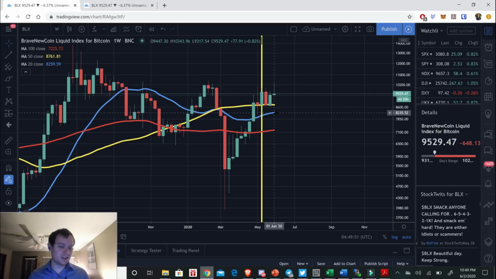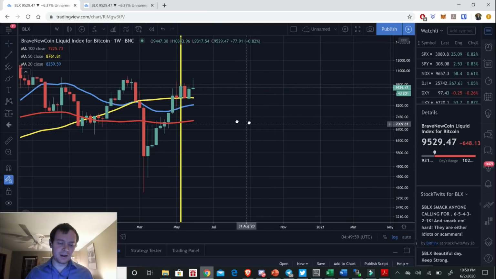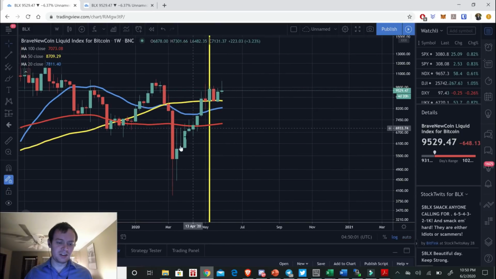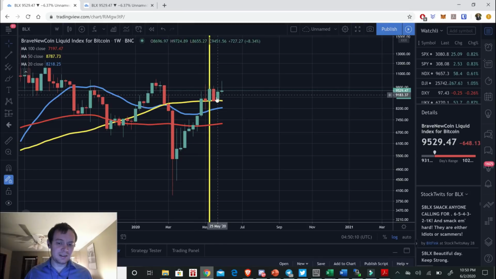Going below the 20-week, or I should say printing a weekly candle closing below the 20-week, usually is not a good sign in the short term. But with that said, Bitcoin is still very bullish, just looking at its weekly candles, looking at the daily candles. We're still moving up, generally speaking. And I said over here, I said we're likely not going to spend too long in the $9,500 region. We moved to over 10,000.